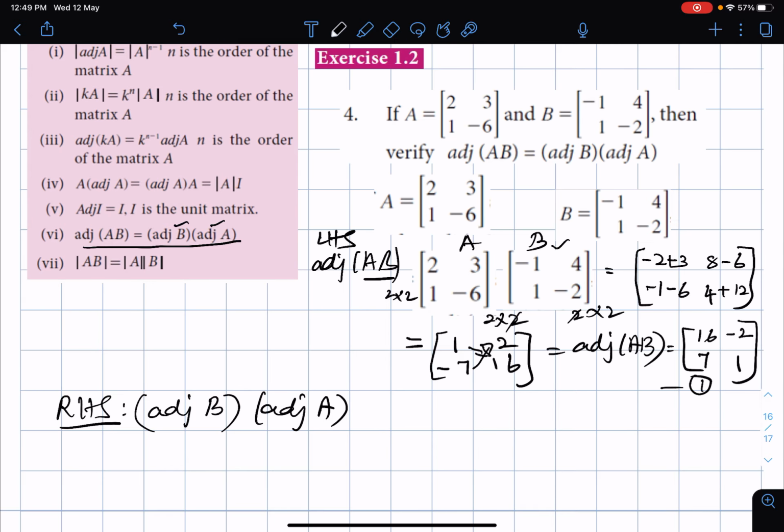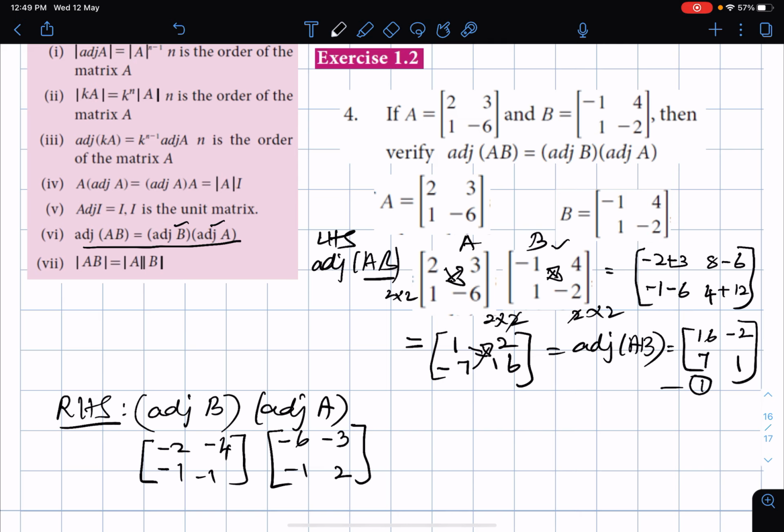As I have told, what is the shortcut method of finding adjoint B? First you write this diagonal, interchanging the elements. So minus 2 comes up and minus 1 comes down. For the other diagonal, you just change the sign. Both are plus, so it becomes minus 4, minus 1. This is adjoint B. Now adjoint A. Similarly, you interchange this, so minus 6 comes up and 2 comes down, and for the other diagonal you just change the sign. Both are plus, so both become minus 3, minus 1.